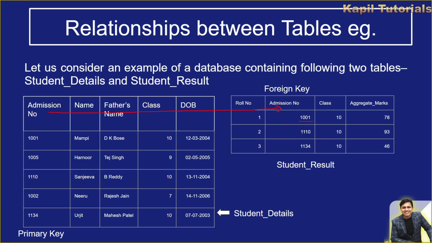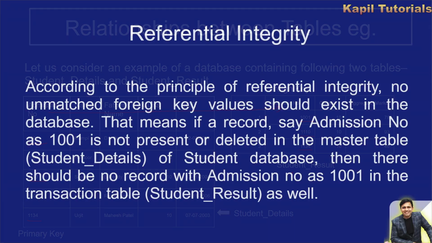So 1001, if it is present here, it is present here also. If 1110 is present here, it is present here also. And 1134, it is present here, it is present here also. But if I delete this 1001, that means the particular record should not be present here also. That only I wanted to explain you. I hope it is clear. Now coming back to the same topic, moving towards next.